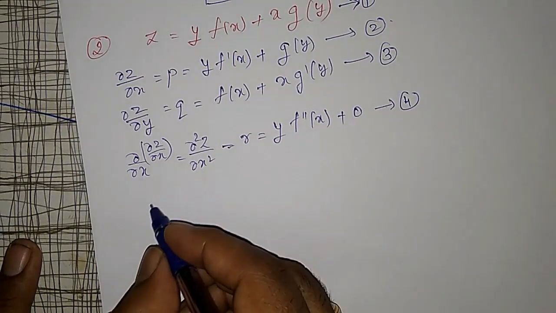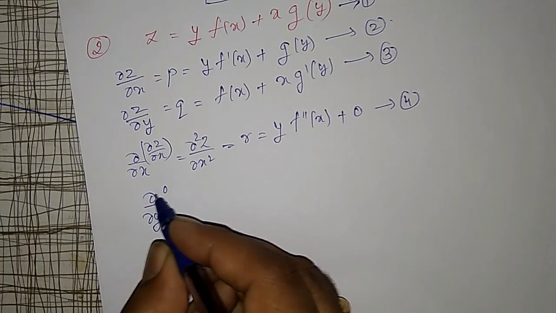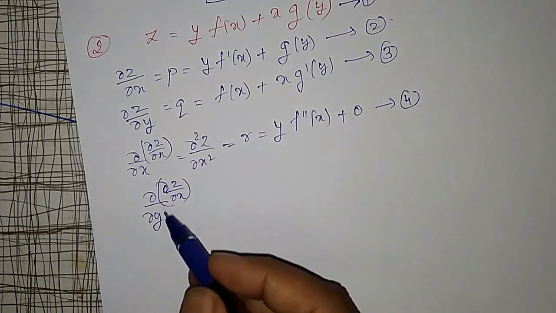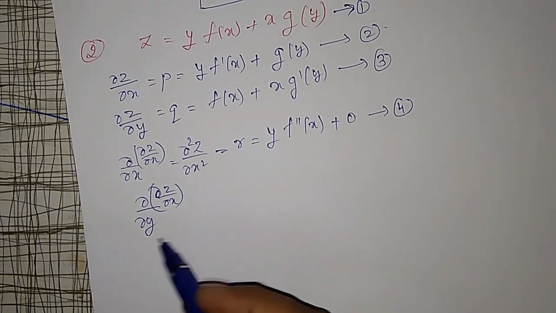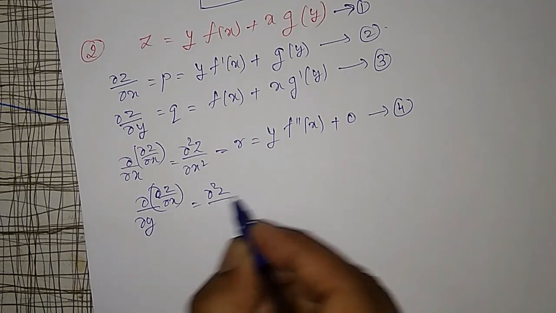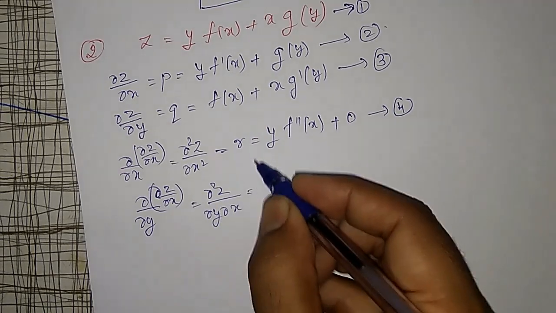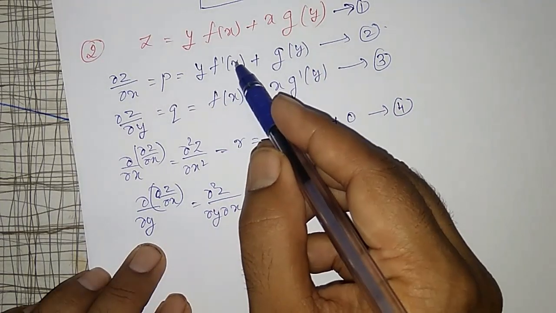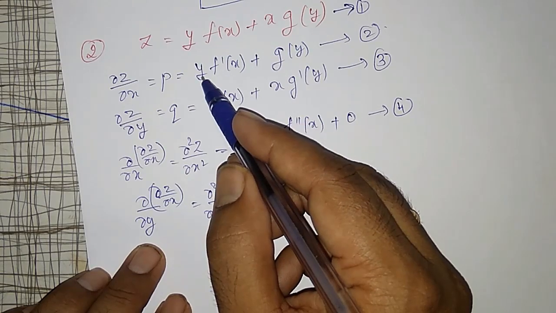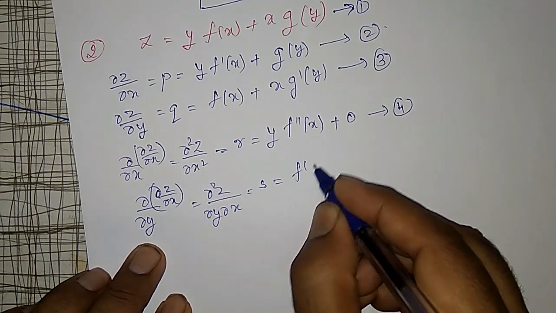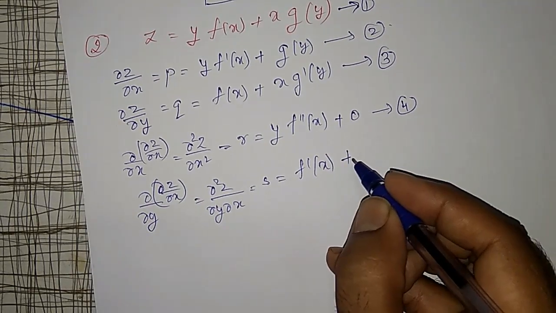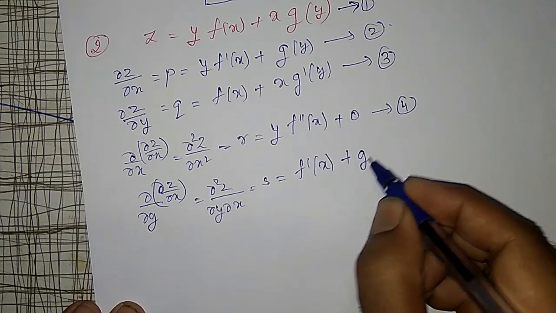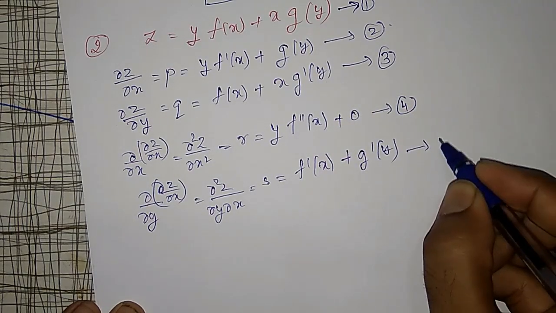Similarly, dou by dou y of dou z by dou x. Differentiating dou z by dou x partially with respect to y, what I am going to get is dou square z by dou y dou x equal to, I will call it s, short notation. Differentiating with respect to y, f dash of x is constant, the partial differential of y is 1. Therefore I will write it as f dash of x plus, and the partial differential of g of y with respect to y will become g dash of y. Let me call it equation number 5.